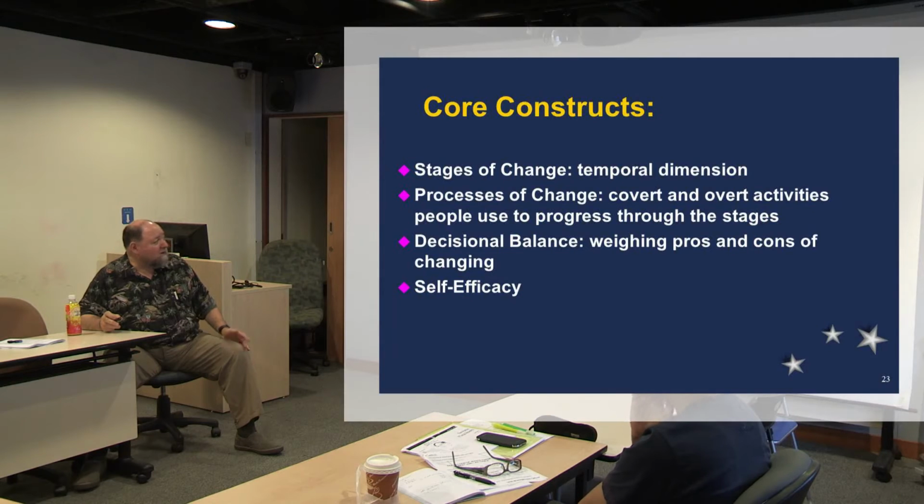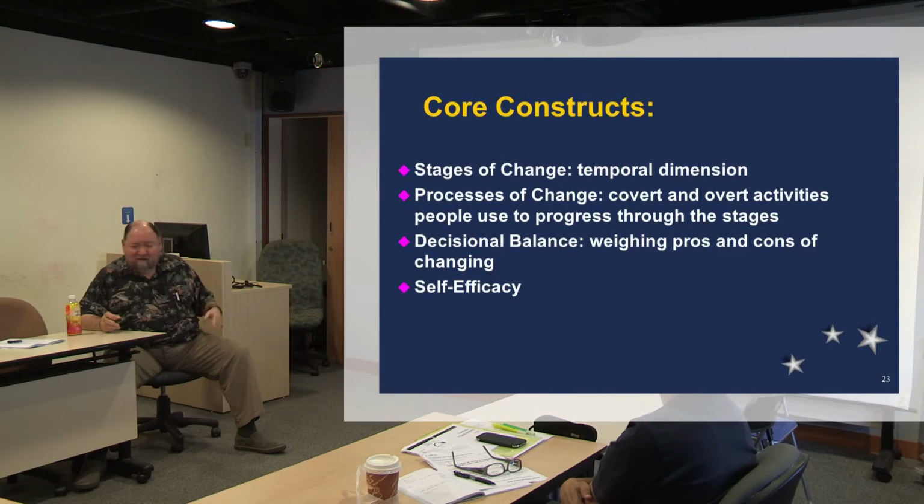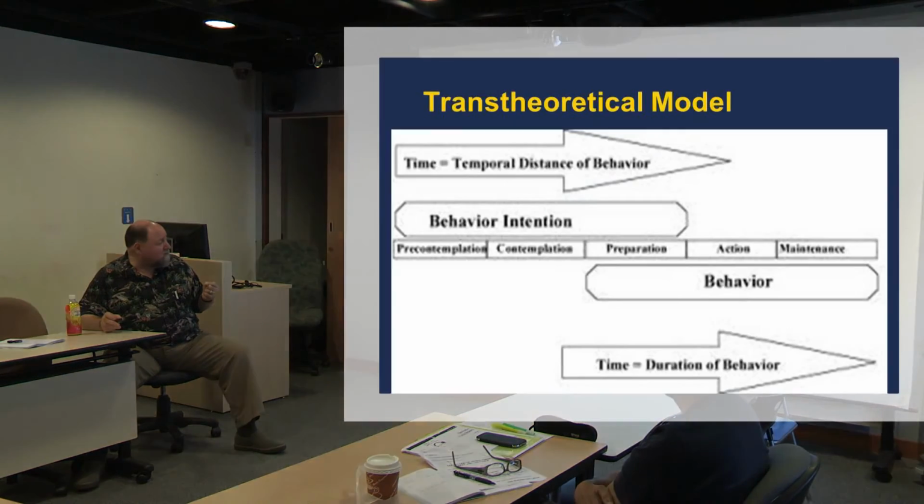Core constructs: there's a temporal dimension of moving people over time through different changes. There are covert and overt activities people use to progress through the changes, obvious things and personal issues. Decisional balance, weighing pros and cons of changing behavior, which means that you need to provide them with good information so they can make good decisions. And building self-efficacy, as in the other models.